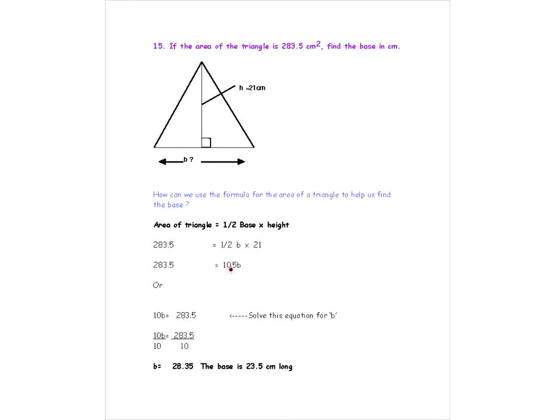When we do that, I just switch the equation around so we have b on the left. I always like b on the left, or the variable on the left. So we get b on the left, and we do the math on the right, and we're going to get b equals 28.35. That's how long the base is.